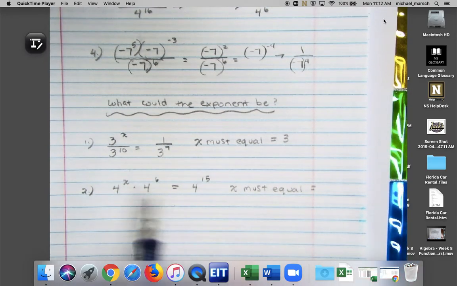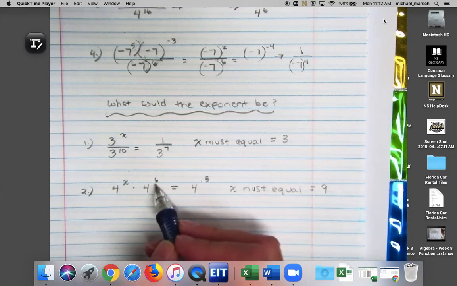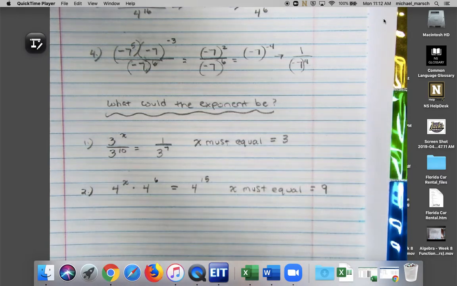4 to the x power times 4 to the 6th equals 4 to the 15th. What does x need to be? So think about your exponent rules. And what do we do with those? So how would I find the x value? Kyson? Yeah, it must equal 9 because 9 plus 6 would give me that 15.